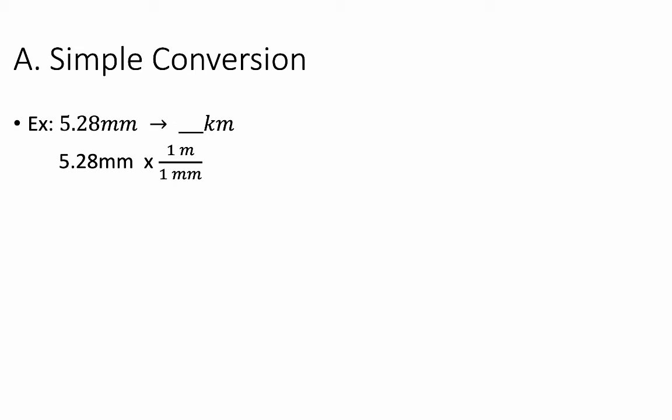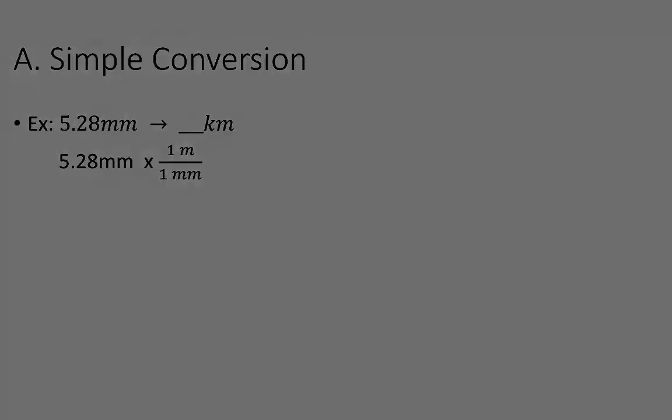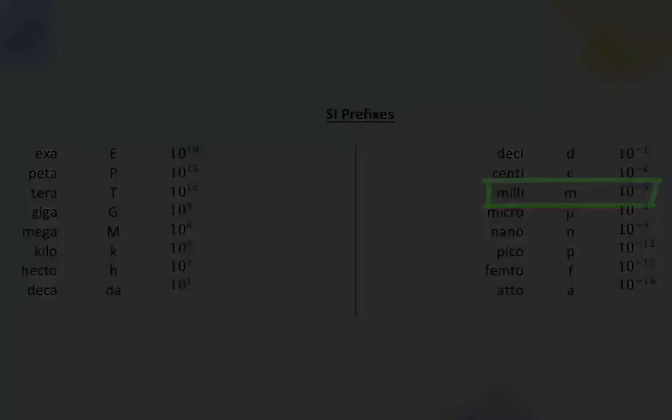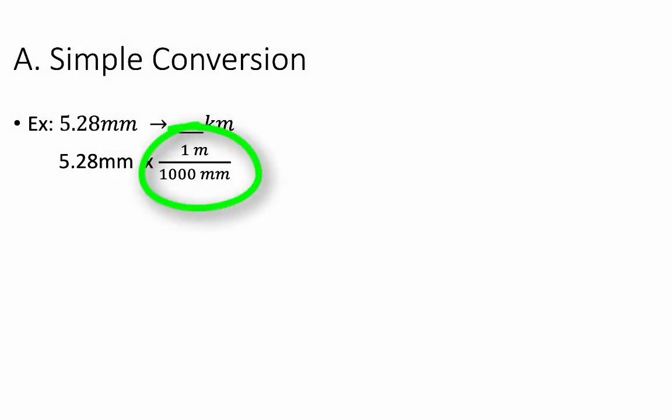However, we know that 1 meter is not equivalent to 1 millimeter. Looking at our SI table, we see that 1 millimeter is 10 to the power of negative 3 of 1 meter. That means that 1 meter is equivalent to 1,000 millimeters. Equivalent values, therefore, would be 1 meter over 1,000 millimeters. Now, these look different, but they are equal in value and are essentially 1 to 1 in ratio. We are multiplying by 1.